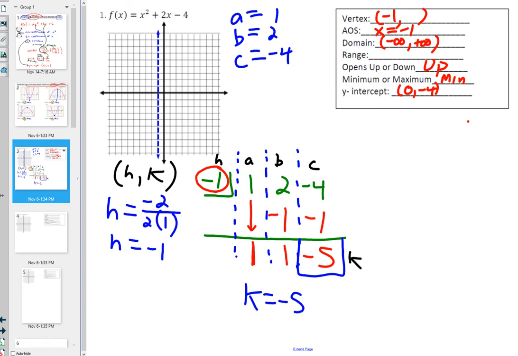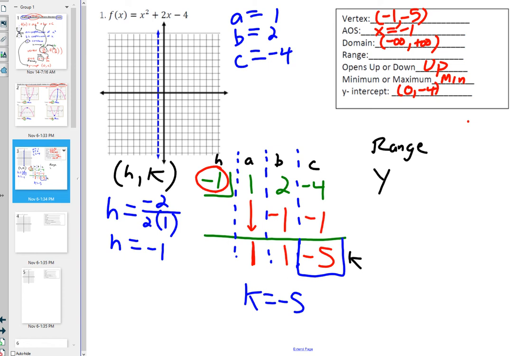If that's too hard for you, fine. Don't learn it. Go plug it in the long way. It's going to give you the same. So now I know the second coordinate for my vertex, and I actually also know the range. Range has to do with y. Let me write it down here because I'm going to end up writing this in interval notation.